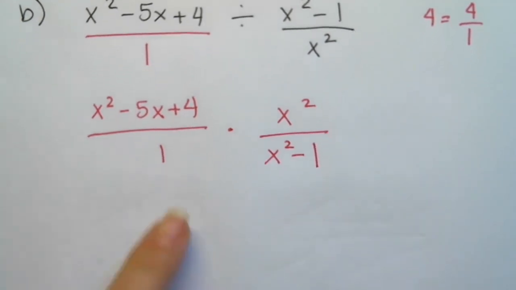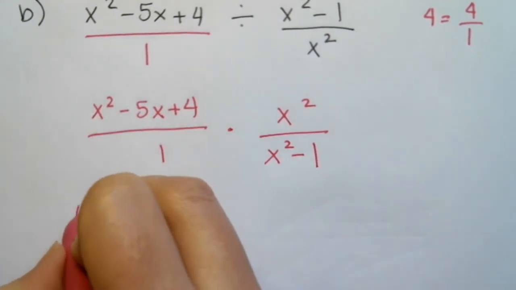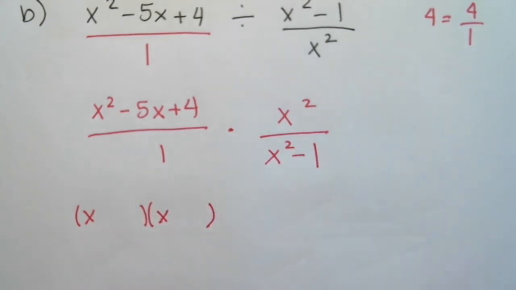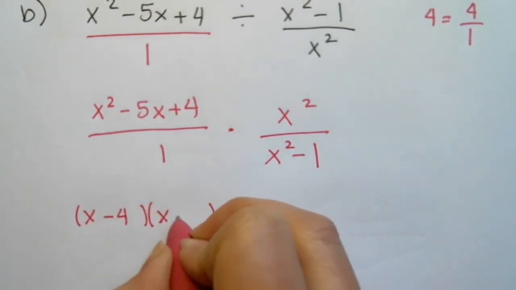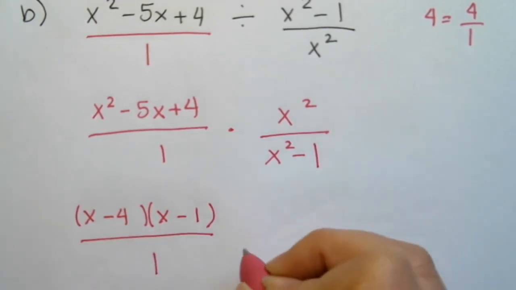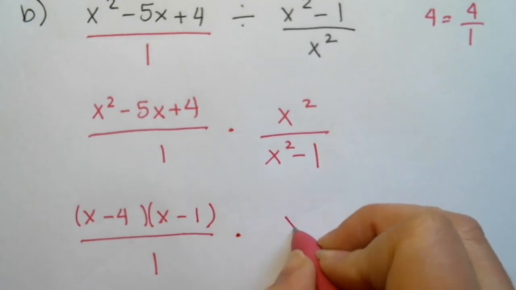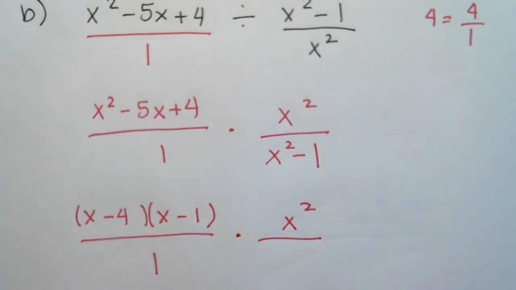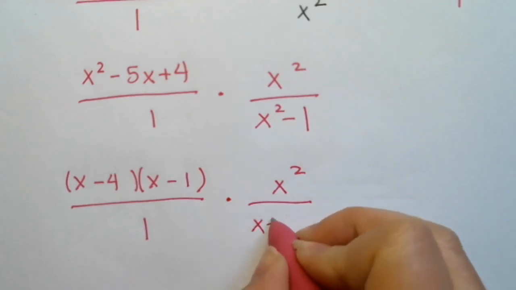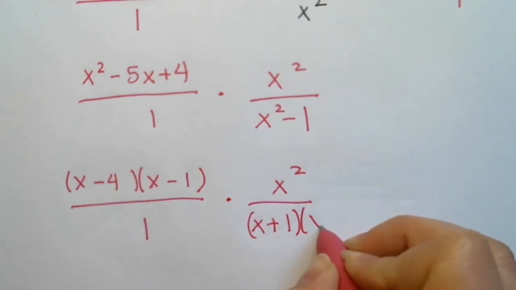Okay, and now we're going to factor everything. So here we're looking for something that multiplies to positive 4 and adds to negative 5, so it should be negative 4 and negative 1. Okay, denominator is just 1, so obviously that's already factored. X squared is already factored. And in the denominator here we have a difference of squares, so this is going to be x plus 1, x minus 1.